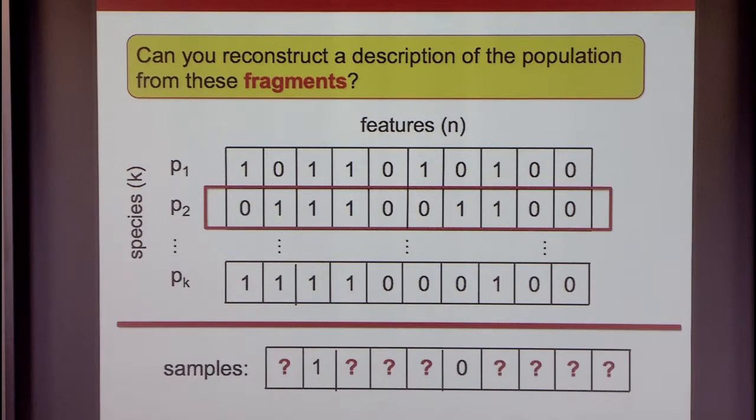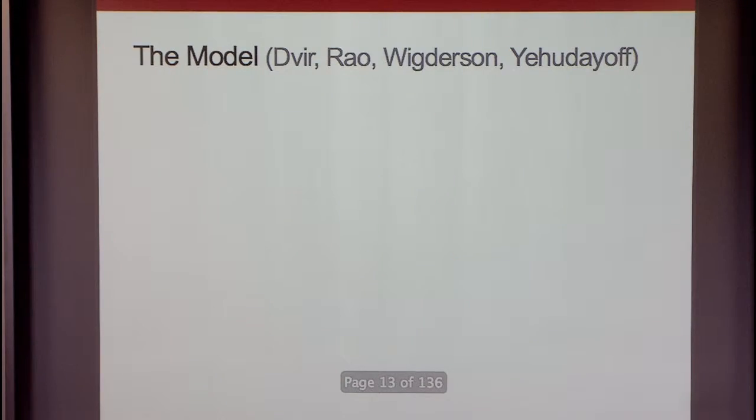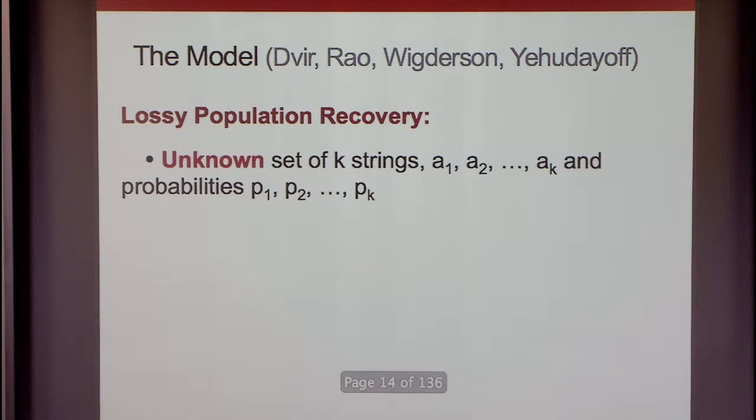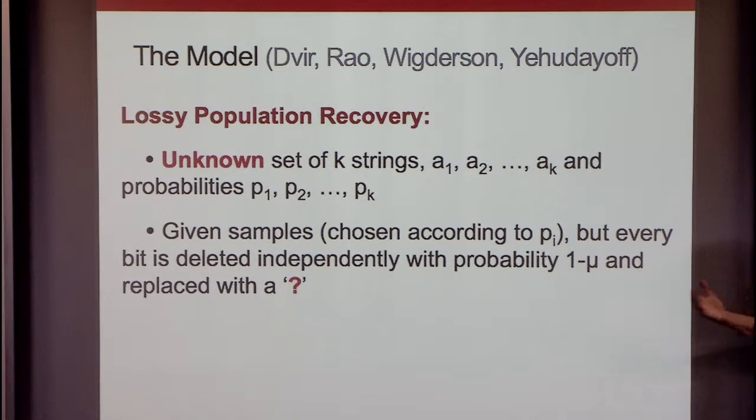So this is really the source of the problem: for each of these things we observe, we don't know the name from which it was generated. This model was introduced by Dvir, Rao, Wigderson, and Yehudayoff. I'll get into in a minute the other motivations for studying these types of things. But just to make sure we're on the same page, this is the lossy version. So there's an unknown set of k strings, which I'll denote by a1 to ak, and their probabilities p1 to pk. And then the sampling model is that we choose one of these strings proportional to each of the p sub i's, and then we delete.